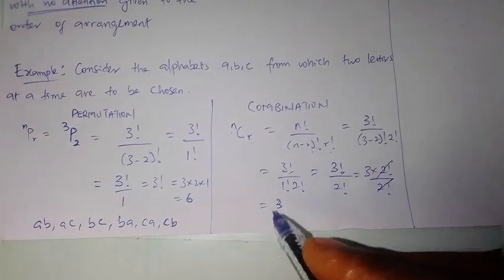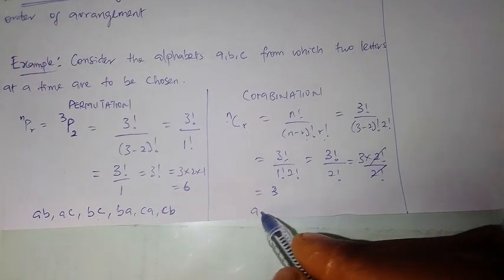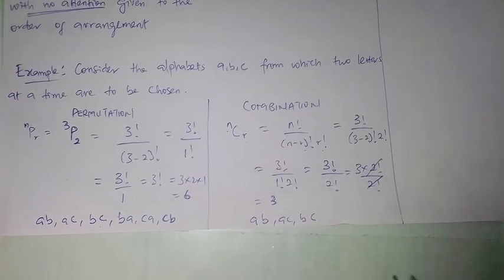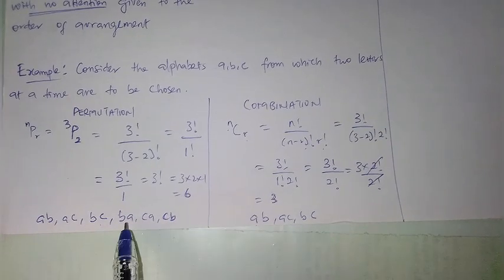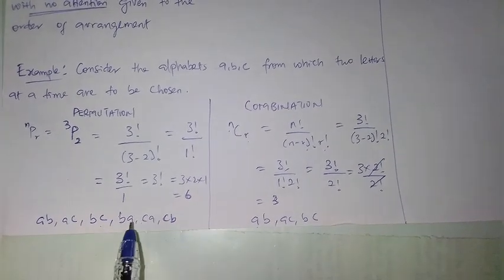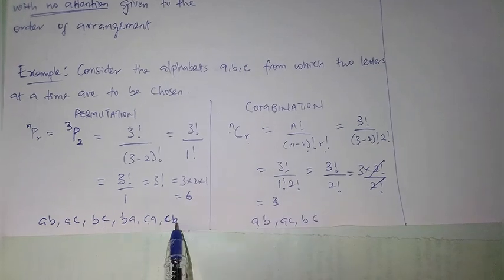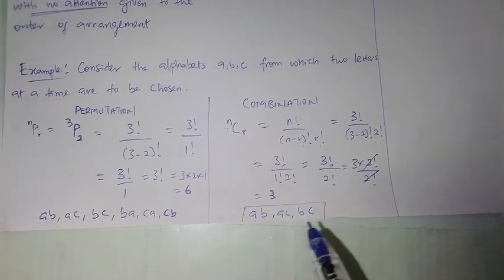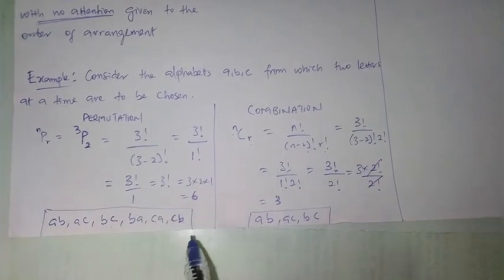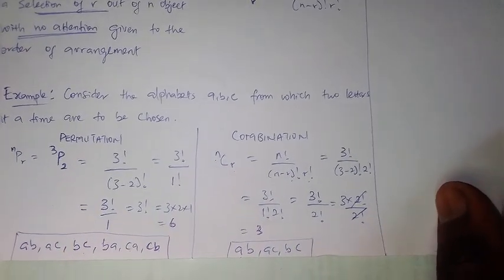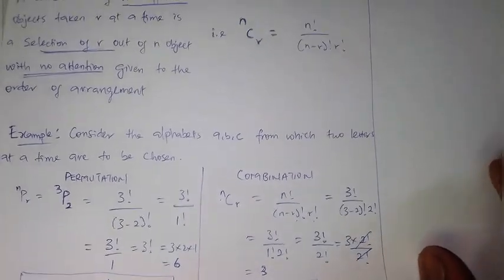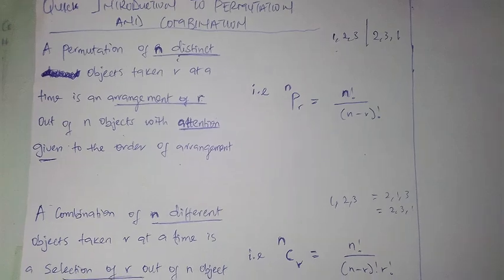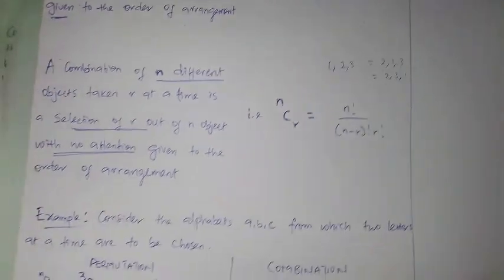But for combination, it's going to be AB, AC, and BC. Since in this case AB is equal to BA, AC is equal to CA, and BC is equal to CB for combination, that's why we have only 3 arrangements, and for permutation we have 6 arrangements. That's that about that. In the next class I'll be solving some other questions under permutation, then maybe one other on combination before I now focus more on permutation.